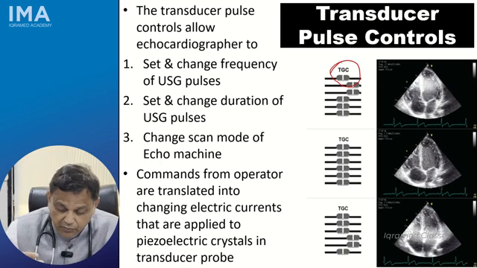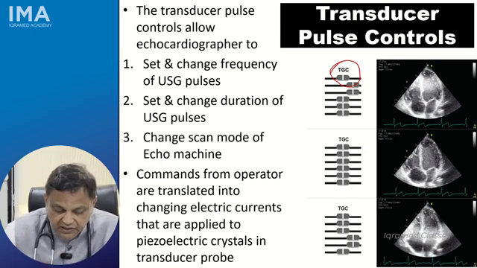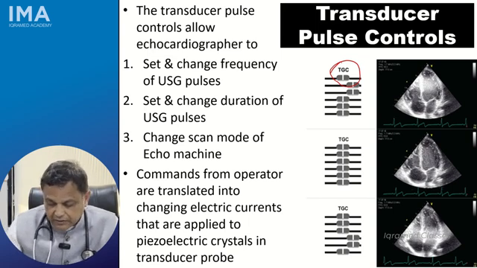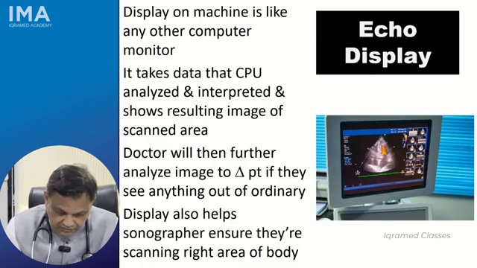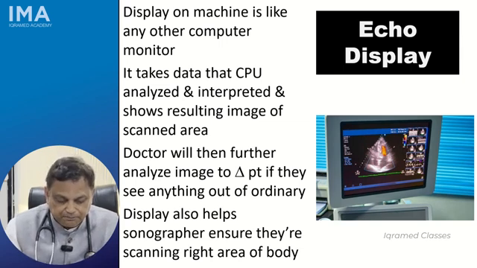So if you're looking at the proximal structure, you can keep a lower frequency, but if you are looking at distal structure, you might have to increase the frequency. And that is how you can change the brightness of different parts of the heart. And this is of course the echo display. As you know, this is the echo display.